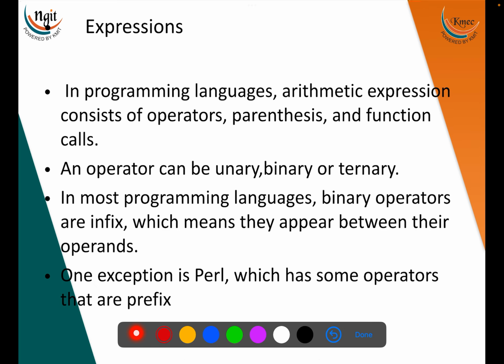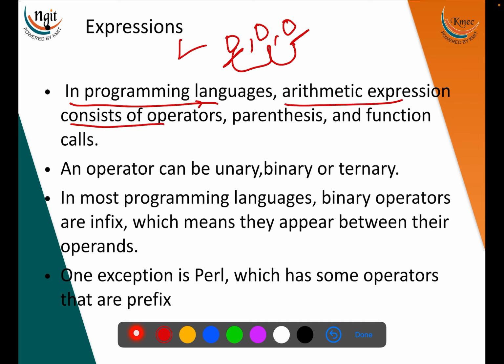So basically, what is an expression? An expression is a combination of operator, operands, and operation. Simply said, an expression is a statement which performs an operation through operator and operands. The operands we are writing may have some parentheses also, or function calls. So in programming languages, an arithmetic expression consists of operators, parentheses, and function calls.